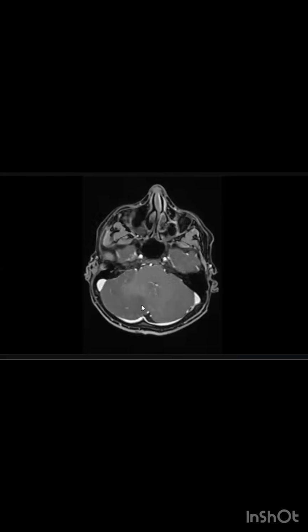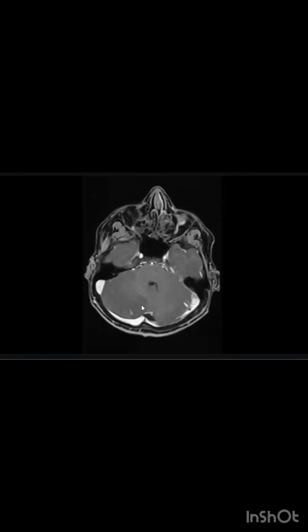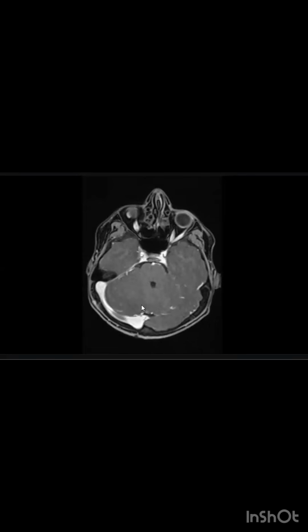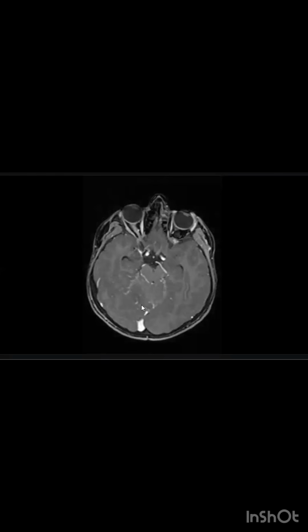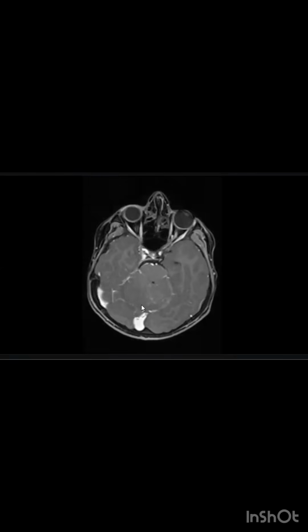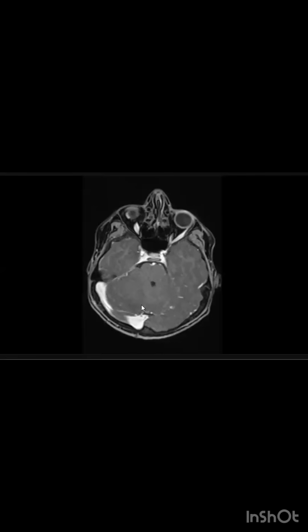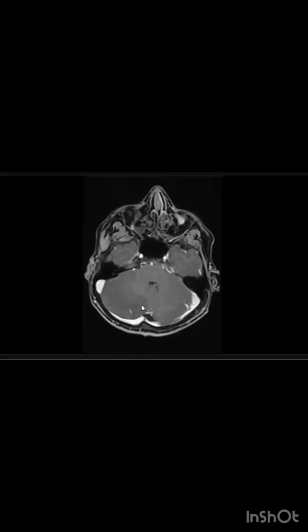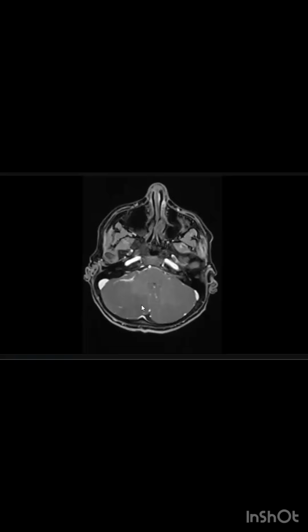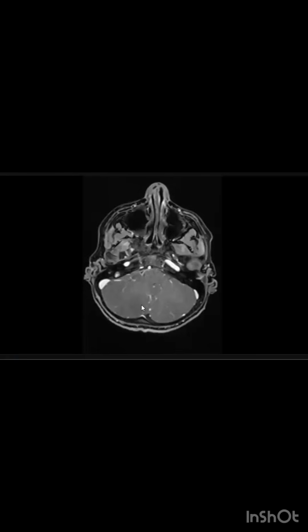What's your final diagnosis and how will you manage this case? As this area was not showing any diffusion restriction, and it is showing subtle leptomeningeal enhancement on these post-contrast images, the first differential possibility would be cerebellitis. This patient needs urgent neurology referral, and further needs CSF analysis for confirmation of infection, followed by antibiotic coverage.